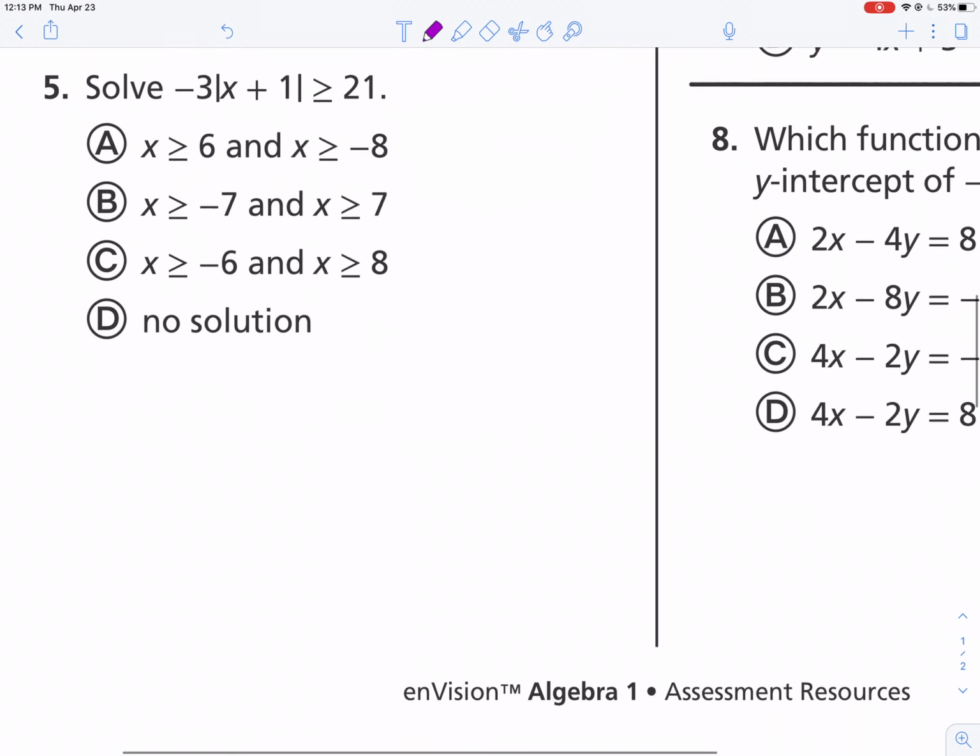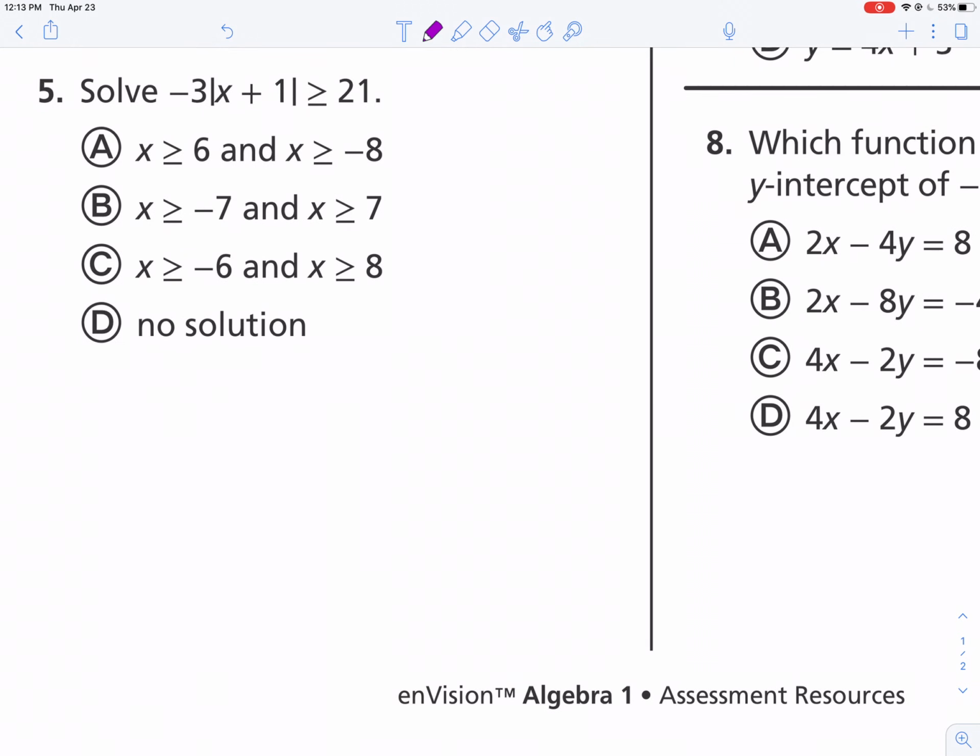Okay, we go down to number 5. Number 5 is similar, but instead of an equal sign this time, we're going to have an inequality. So I'm going to rewrite it down here so we have some space.